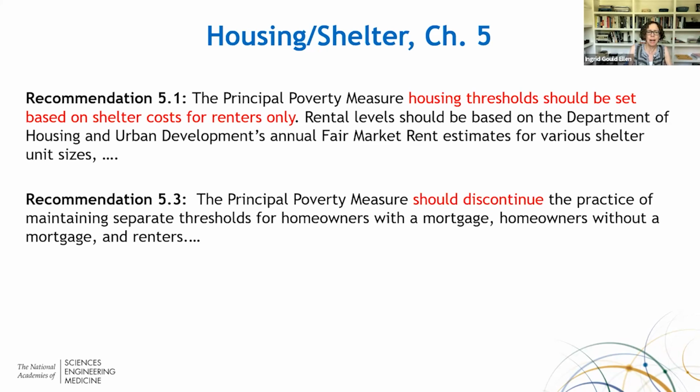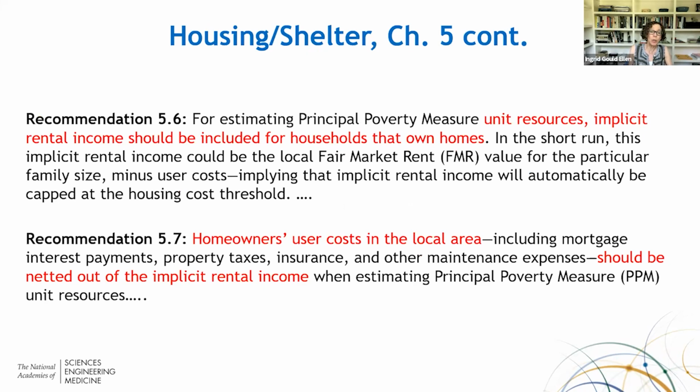That said, we do believe that the principal poverty measure should account for the fact that homeowners have an asset that effectively delivers income to them. And that implicit rental income should be treated as a resource. In other words, homeowners receive a benefit from renting homes to themselves, or maybe more intuitively, from not having to pay monthly rent, which frees up resources for other needs. And so we believe that the principal poverty measure should take into account the rental value of a homeowner's home.